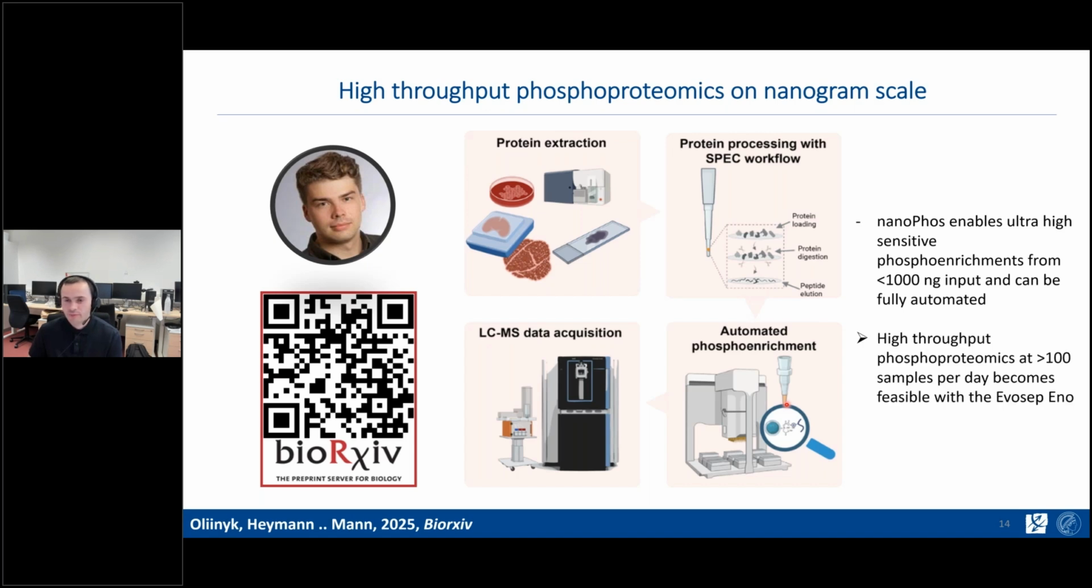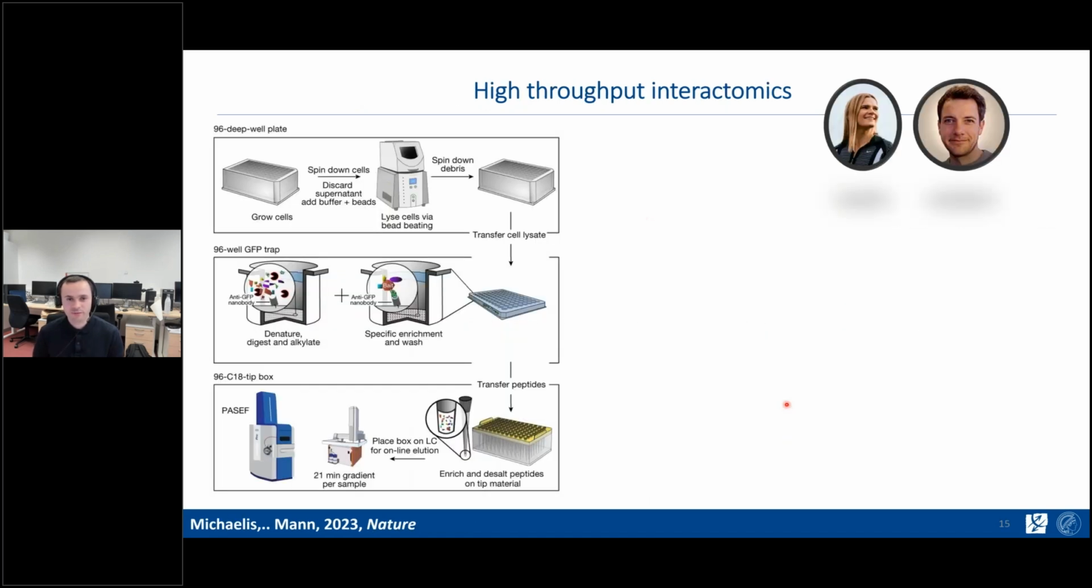And hopefully we'll be able to combine this in high throughput applications as well. So this is still work in progress, but it seems very feasible now with Evosep ENO. And what also worked very well was interactomics. So this is from my colleague Andre and now also Luisa, who reinforced him last year.